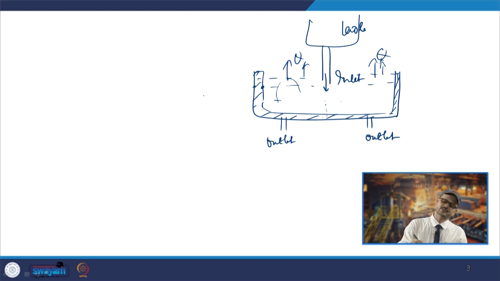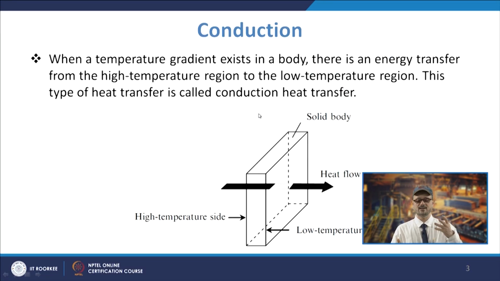Now, because of the temperature gradient there will be propagation of heat. That will be done by conduction through this material. So, that is by conduction.